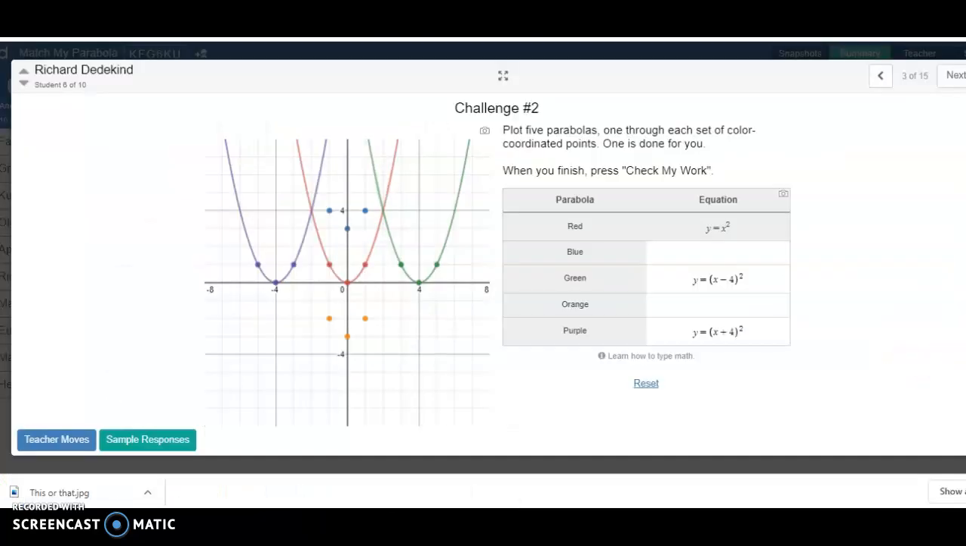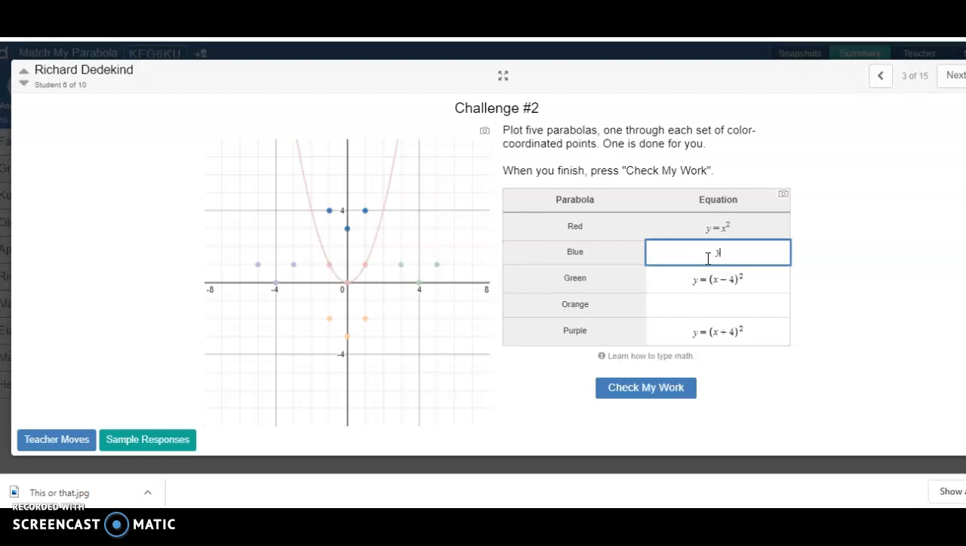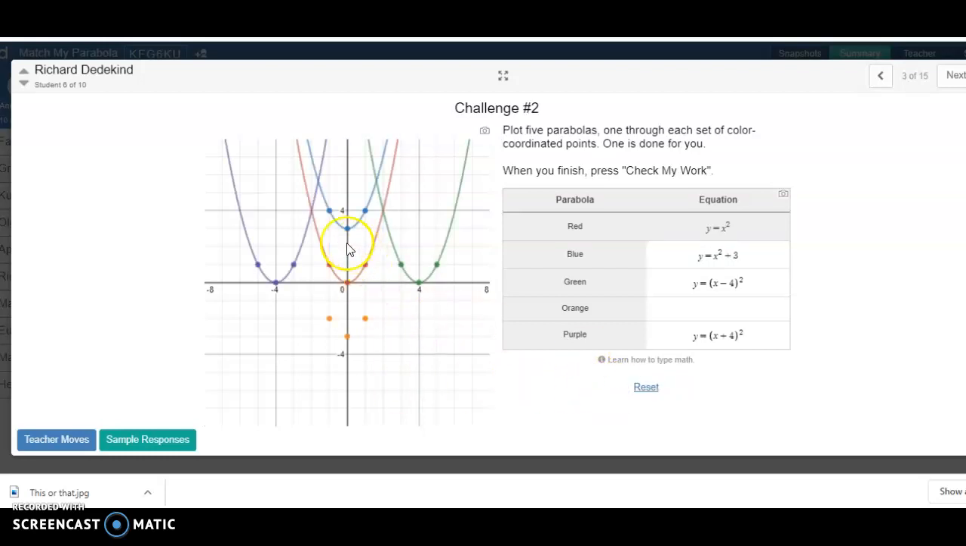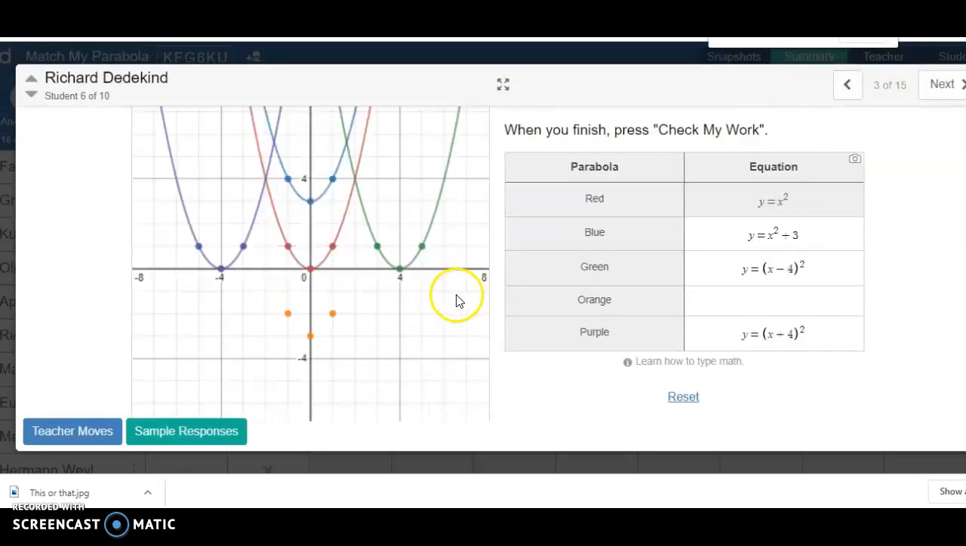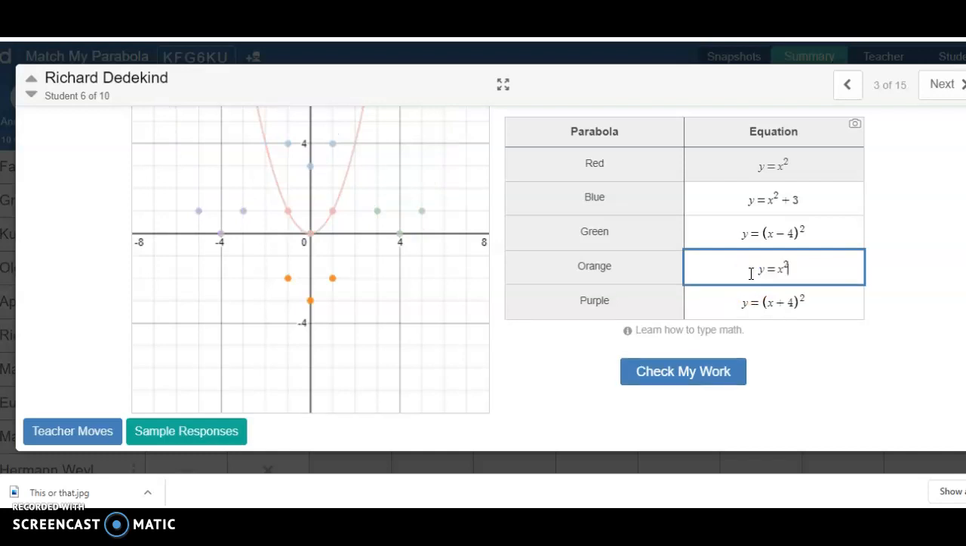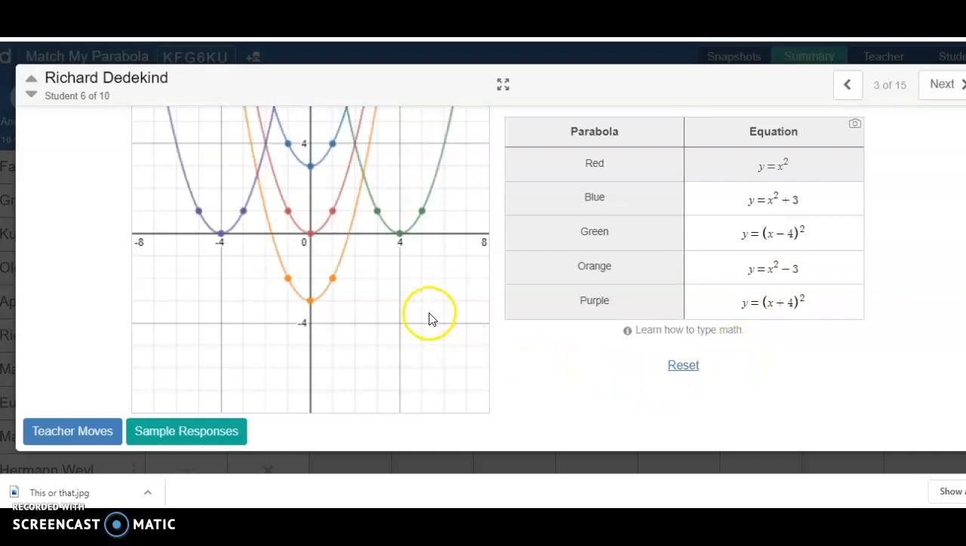Let's go back to our activity. The blue is how many spaces up? 1, 2, 3. Up 3, so let's try y equals x squared plus 3. Hey, it worked. So that was up 3, and then this one's down 3. It's really hard to see this, isn't it? 1, 2, 3. Down 3, so that would be y equals x squared minus 3. Check my work. That's the big takeaway with this one.